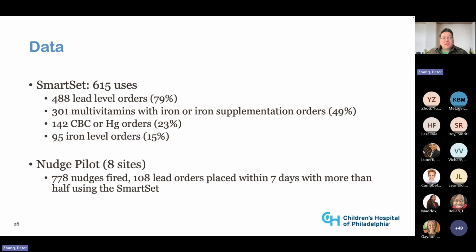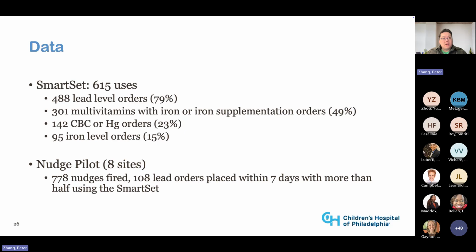Now, reviewing our data, the new smart set has been used about 600 times since going live in October of 2024. As you expect, most of the time people will select lead level orders from the smart set, and about half the time people are using the multivitamins or the iron supplementation orders. You can also see a significant percentage of CBC or hemoglobin orders as well as iron level orders, and these are all based on the algorithm that CHOP has on their pathway.